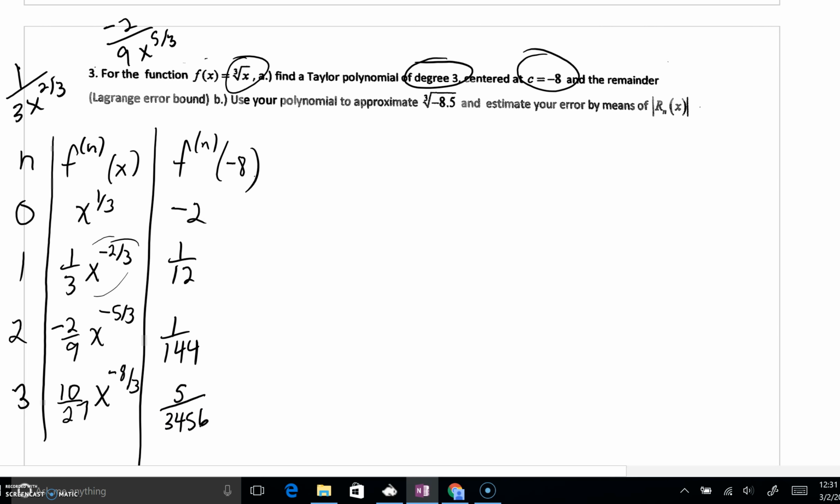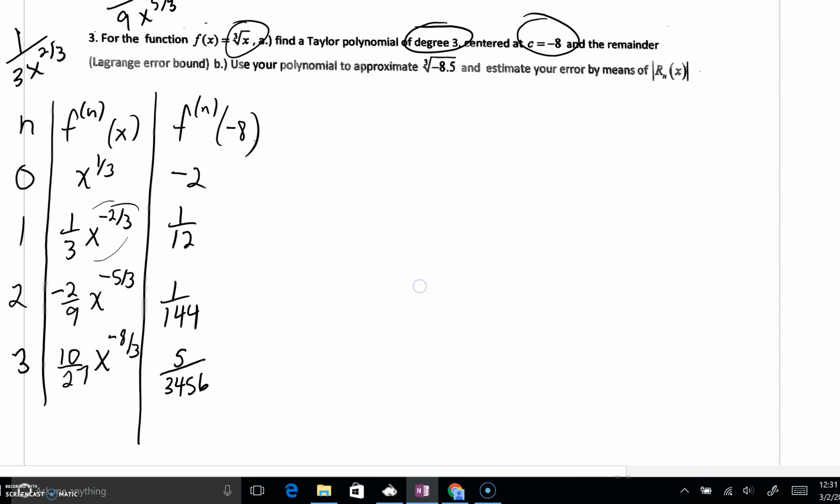But here are your first 3 derivatives. You could say, hey, let's stop there. We are only going to a 3rd degree polynomial. But remember, with the Lagrange error bound, you have to go one step beyond. We're going to take our next derivative, bring down -8/3. Hopefully you could see you'd get -80/81 x to the -11/3. We're not going to plug -8 into that for the Lagrange error bound. We're plugging in a z instead, and we'll be getting to that shortly.